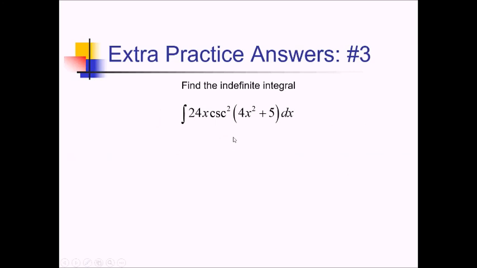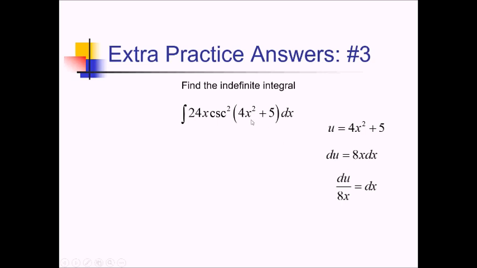In doing this problem, I notice that I have an inner function, 4x squared plus 5, whose derivative, or at least something kind of like its derivative, is elsewhere in the problem, something with an x to the first power. So let me try substitution on this. So I can say u equals 4x squared plus 5. So then du equals 8x dx. And we can say that dx is really just du over 8x.